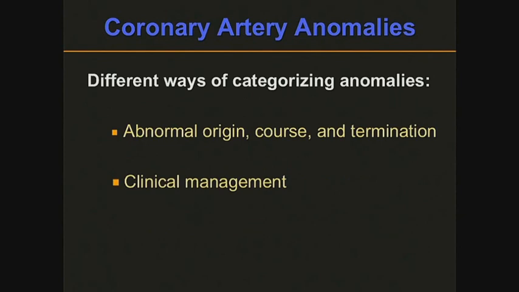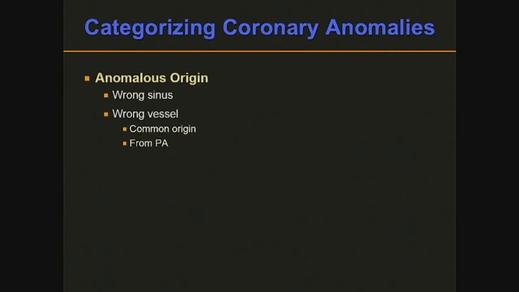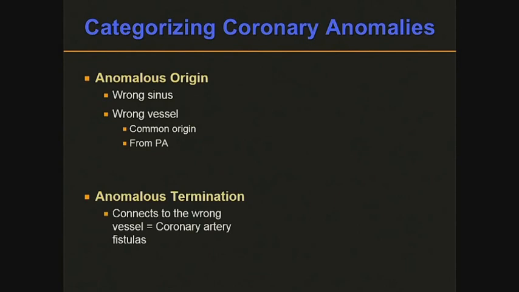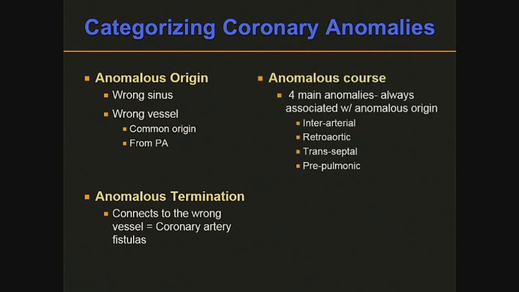There are different ways to categorize coronary anomalies. One way is the more traditional abnormal origin, course, and termination. Another way to look at them is based on what type of clinical management they require. Anomalous coronary origin could be coming off the wrong sinus, or could be coming off another vessel, which in that case we call a common origin, or it could be coming off a pulmonary artery. Anomalous termination we give the name coronary fistula, which could terminate to another artery or to a cardiac chamber, either on the right side or the left side.